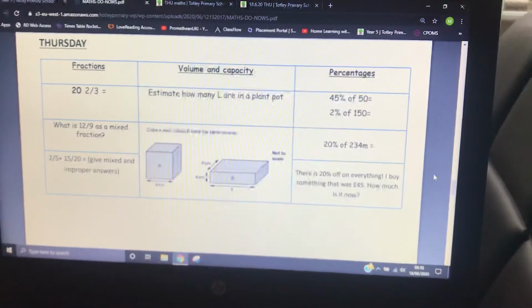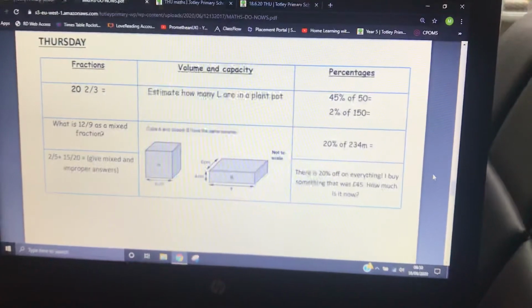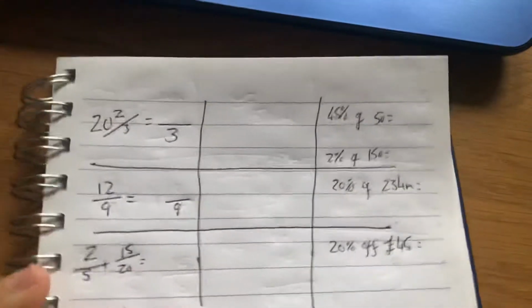Another standard drizzly day at the moment, but I hope if you're interested in the football that you did sit and watch some of the football yesterday. Anyway, on with our do now for our maths.